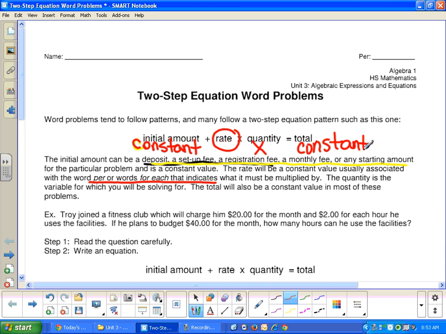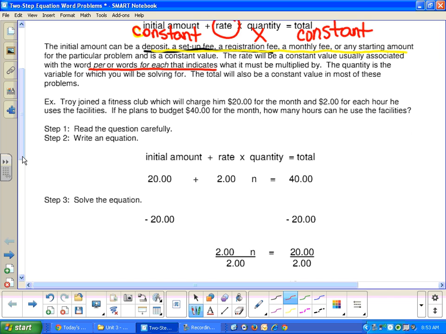So if we look at this example that they've already got worked out for you: Troy joined the fitness club, which will charge him $20 for the month and $2 for each hour he plans to use the facility. For the month, he has to pay that no matter what. That's his initial amount. There's our key word, each hour. That's how we tell that it's $2, and our quantity here is hours. That's the same question: how many hours can he use it? And so then here's our total.